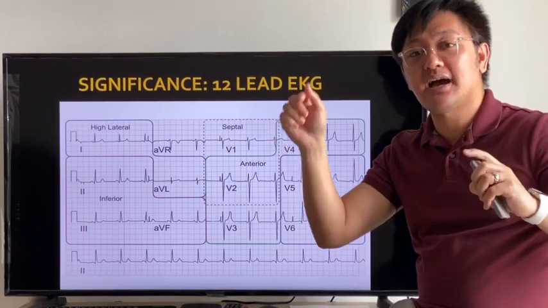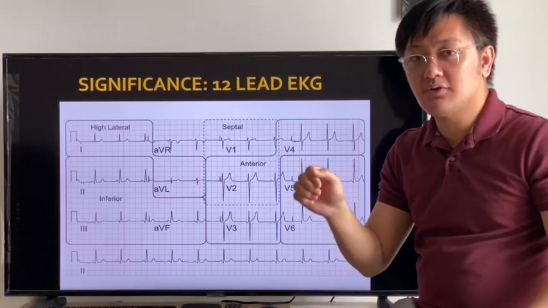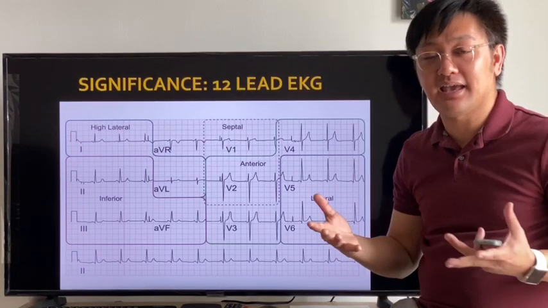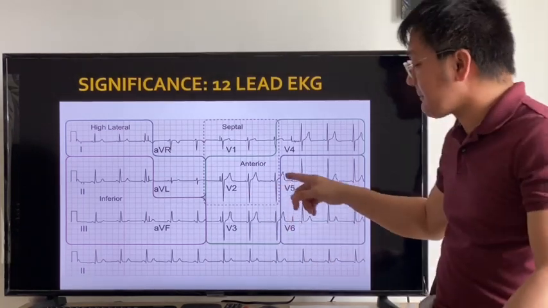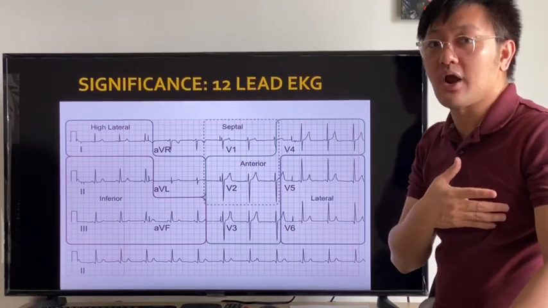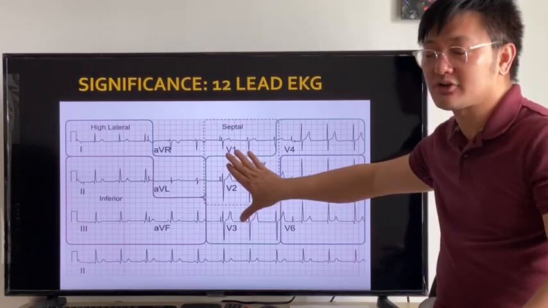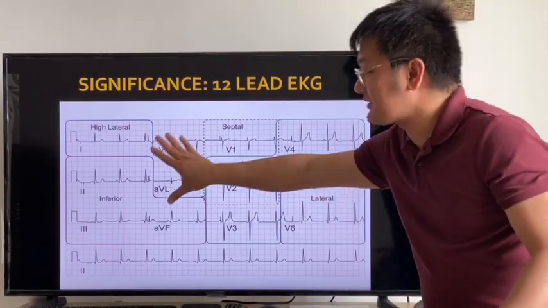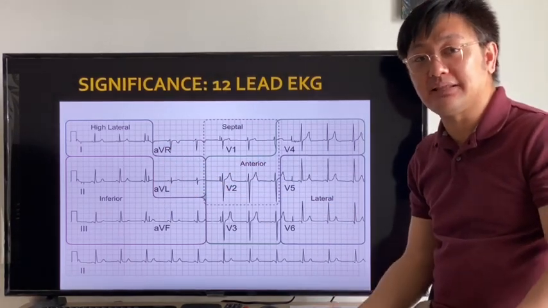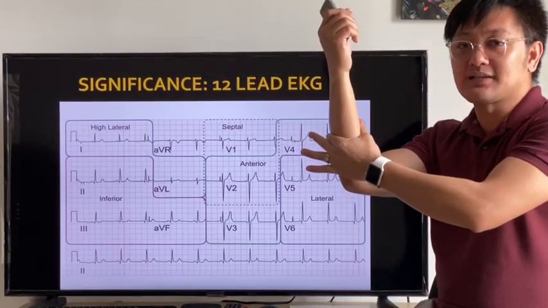But we know there's another lead placed on the right foot. And what is that? That is your ground. You need to have a ground attached on your right foot, because without the ground, you cannot get any tracing. So remember, the placement of your precordial or vector leads is universal. Wherever you go, there is no deviation. I will talk about vector lead placement in a while. Now, I just want to emphasize your limb leads. You may have a different placement for your limb leads. Some would place the AVR here, some here, some here.